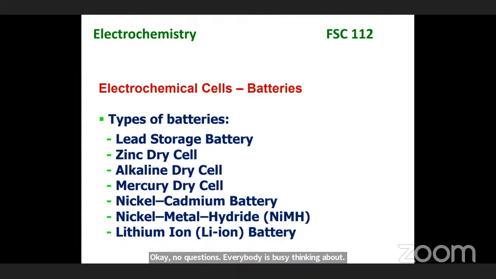So we move on. Types of batteries. We've already said that you can have single cell, you can have multiple cell, but it's when galvanic or voltaic cells are connected in series that they will give you a battery. So types of batteries, many of you are familiar with the lead storage battery. Most cars and kekes and korokwes use it. You have zinc dry cell, alkaline dry cell. We're going to look at some of these in detail. Okay, so these are the types of batteries we're going to be looking at.